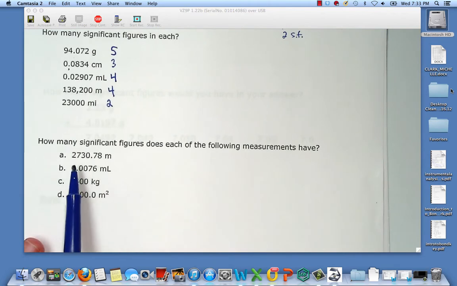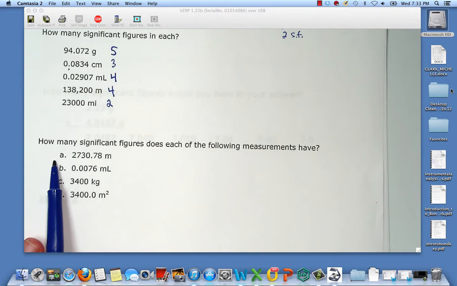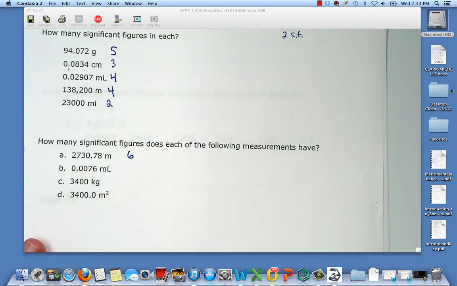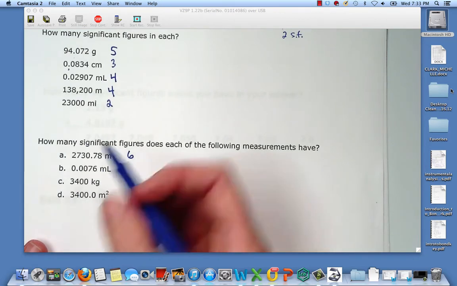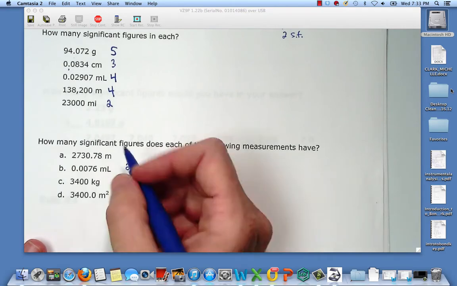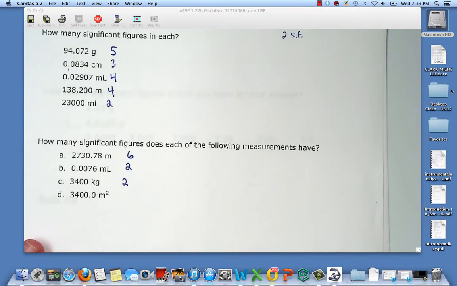So in this next question, how many sig figs in A? 6. Good. How many sig figs in B? 2. How many sig figs in C? Good. And in D? 3. All right, so 3 versus what? What is everybody else thinking? 3 or 5? 5? Do you say 5? Okay, so we got a battle going on.